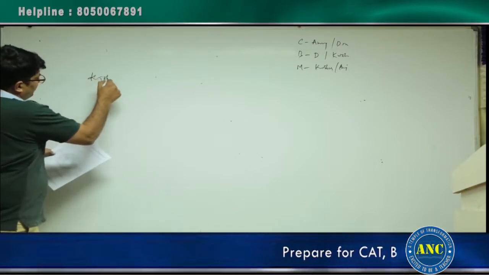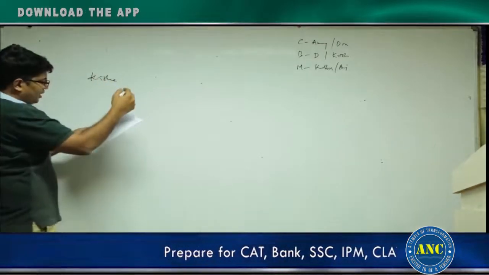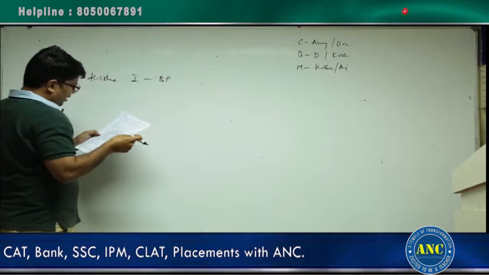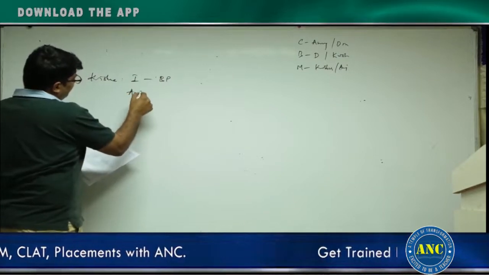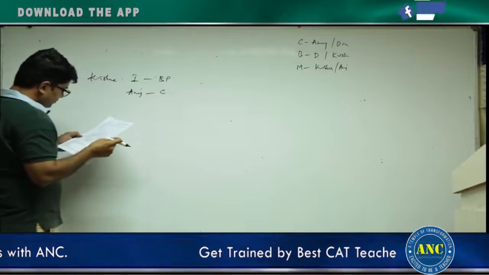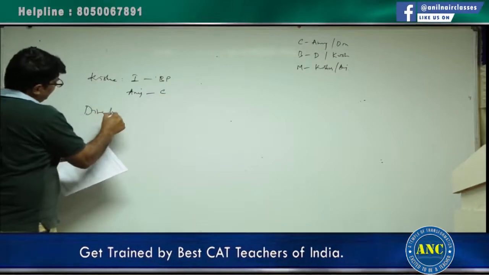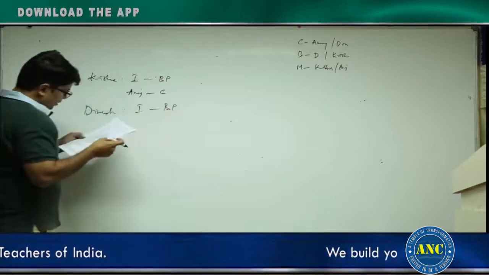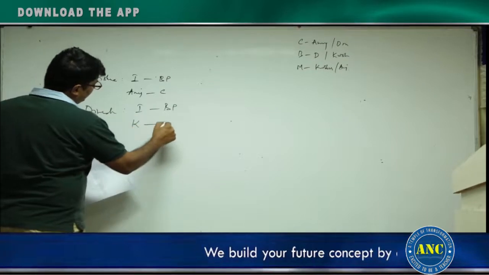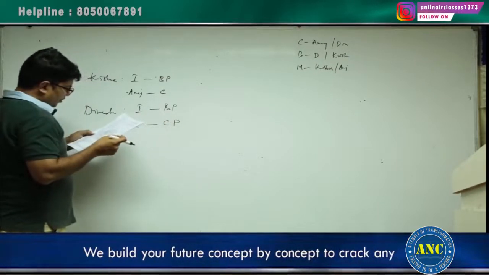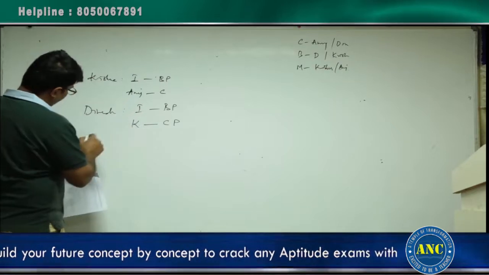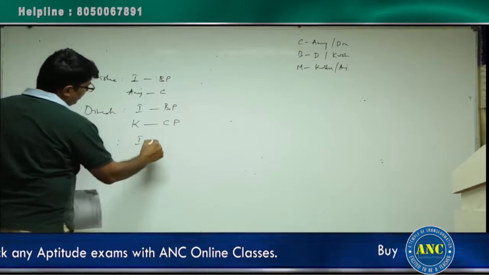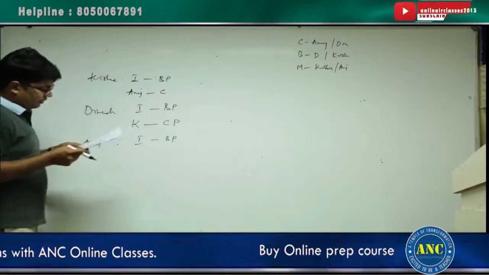Because I need to explain on the board, let me put it down. Krishna says, I am a biology professor; Anuj is the chemistry professor. Dinesh says, I am a biology professor; Krishna is a chemistry professor. Anuj says, I am a biology professor; Krishna is a maths professor.